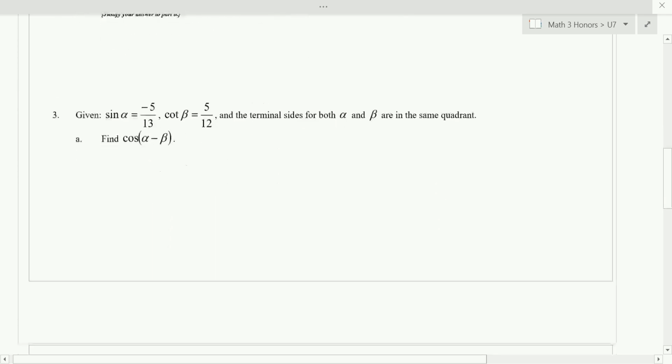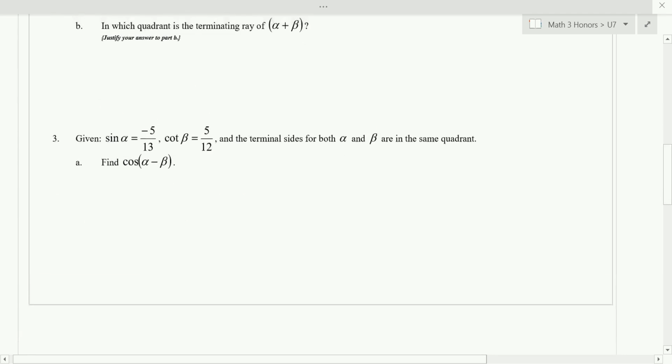Number three, you have part A, but they don't give you part B, and that will be fine. I was thinking of making you do part B. So on 3, you don't have to write a justification. You just find cosine of alpha minus beta. So we'll just have that practice. Okay.